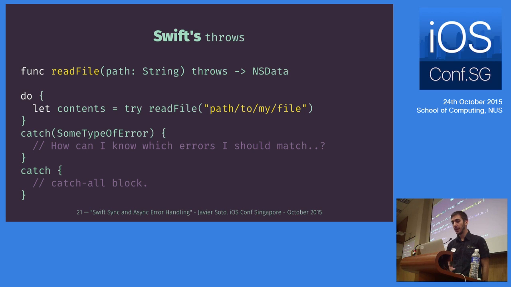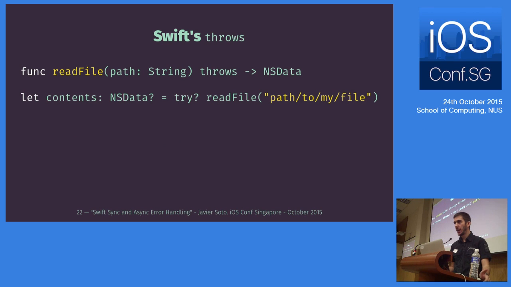So I thought that at least do, try, catch had that benefit. It forced us to catch errors. But then Apple went on and they added this try question mark syntax. And this may be useful in some cases, and I've used it myself. I'm not saying you should never do this. You should be ashamed of yourself if you use it.